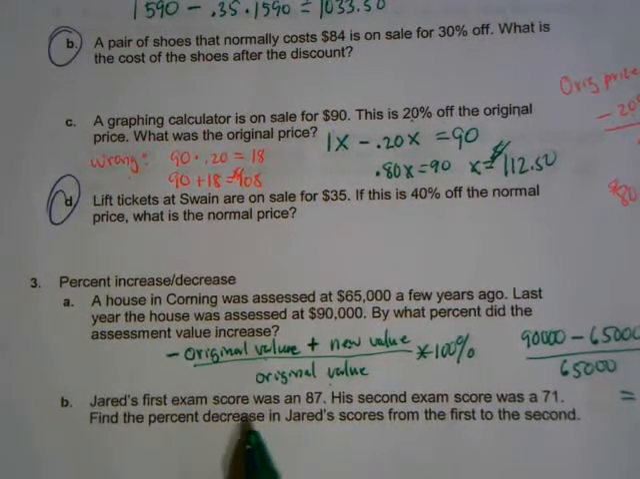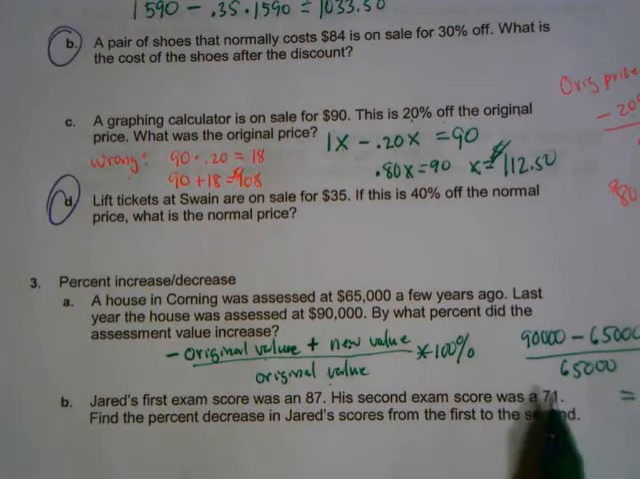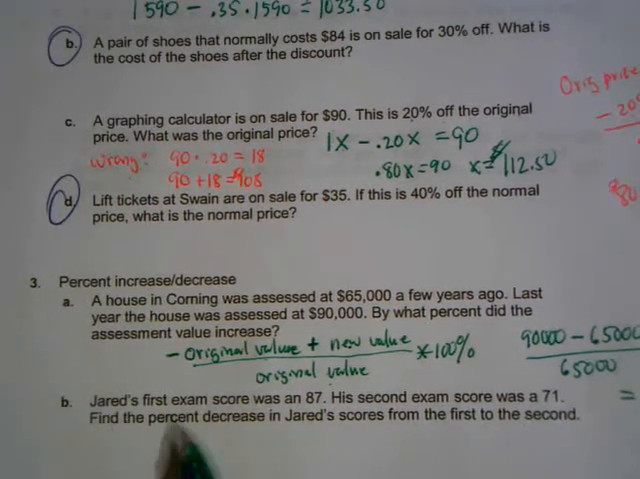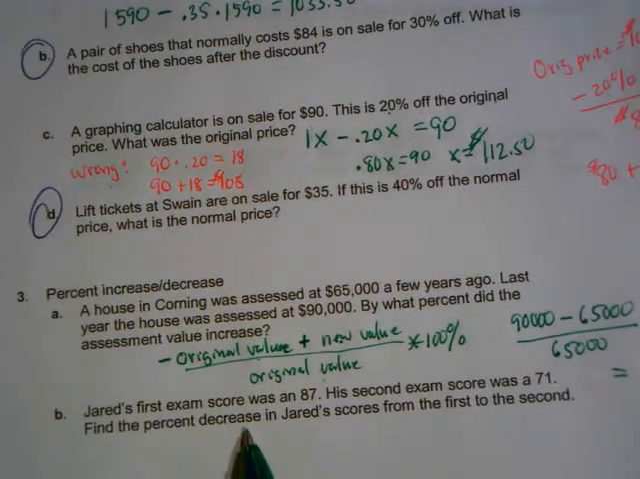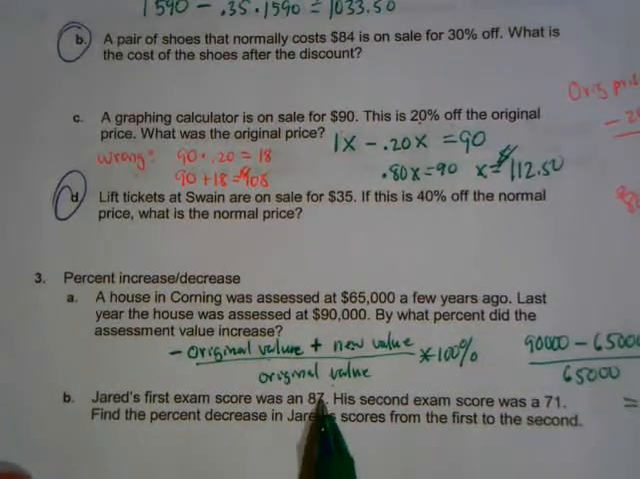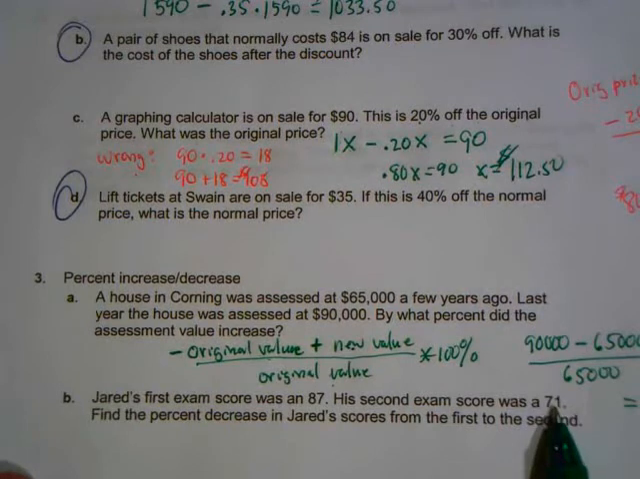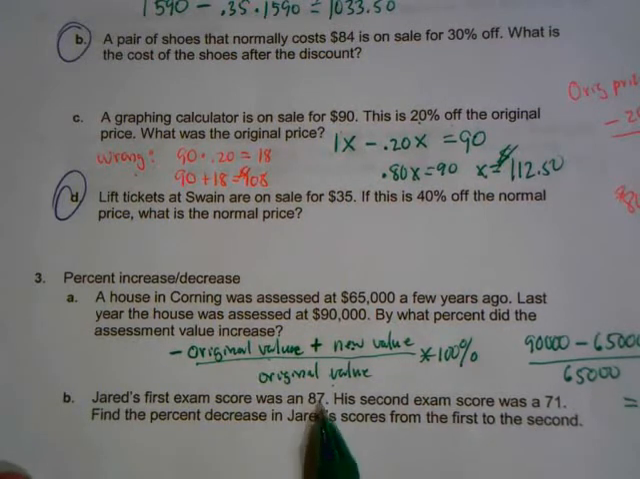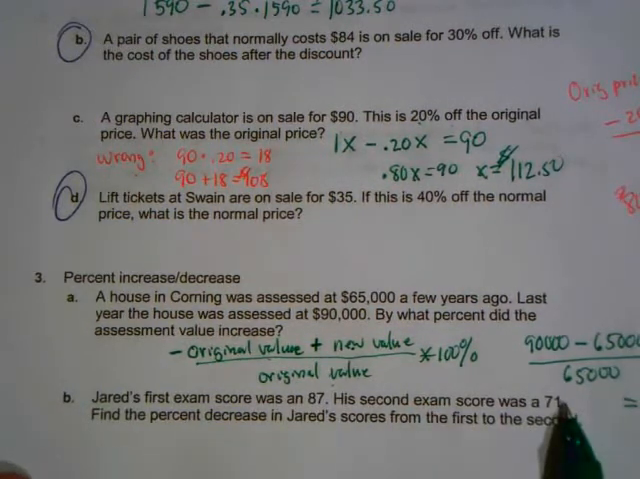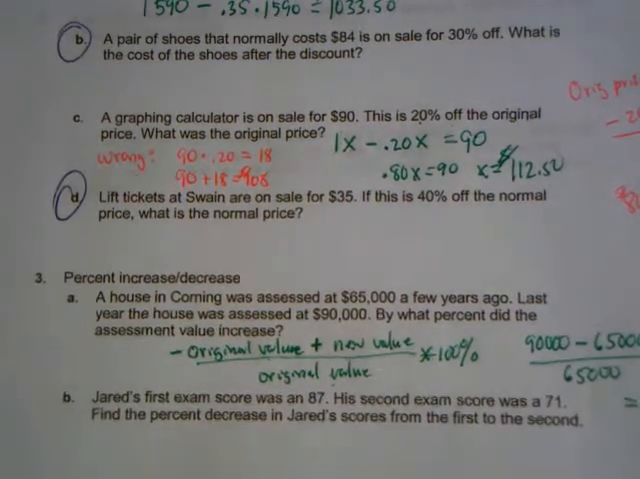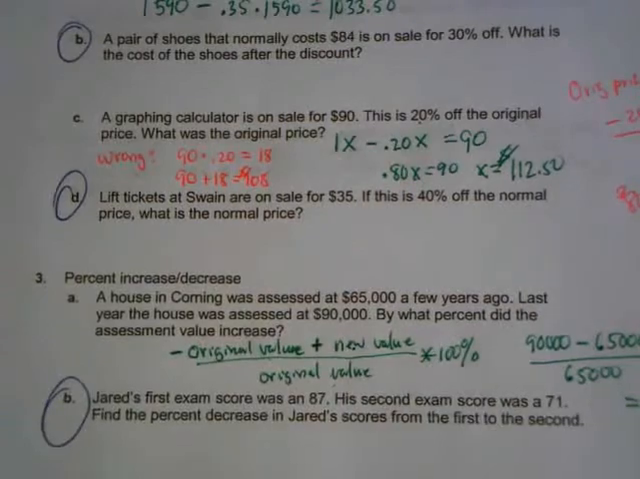Jared's first exam score was an 87. His second exam score was 71. Find the percent decrease. Well, this is going to be a percent decrease because his score went down. So you're going to work this one out at home. You're going to have your new value minus your original value divided by your original value. And you'll get a negative number because the score went down, and that gives you percent decrease. Okay? So there's a homework problem for you.